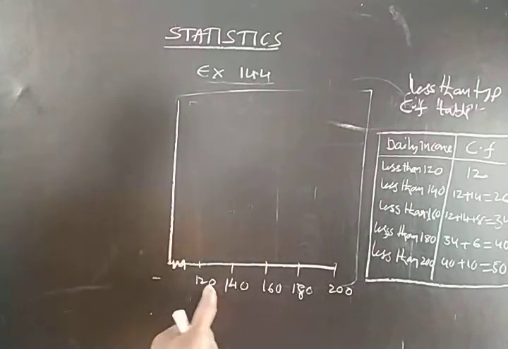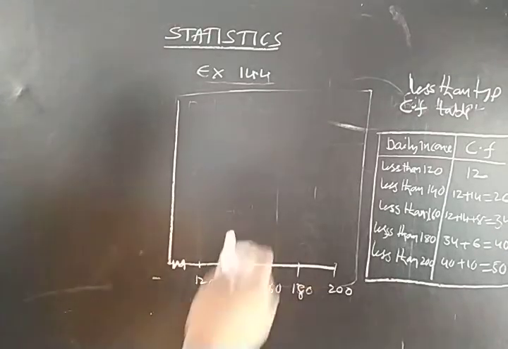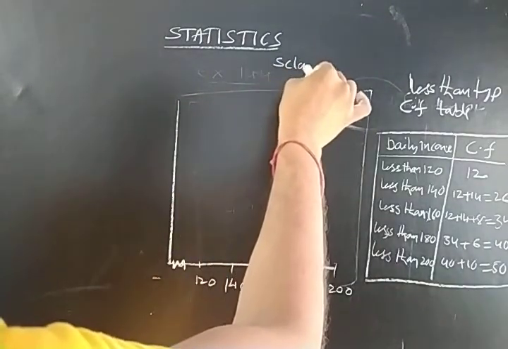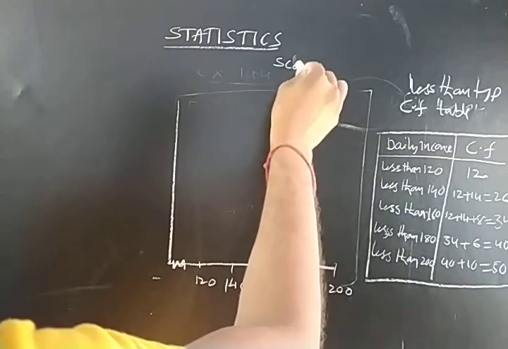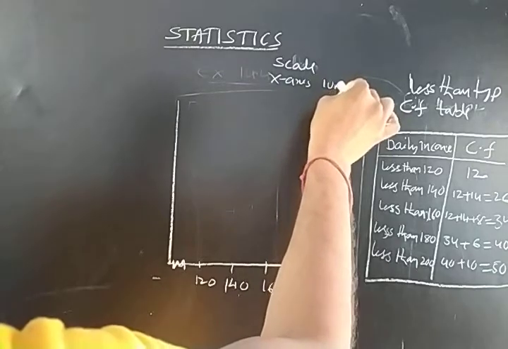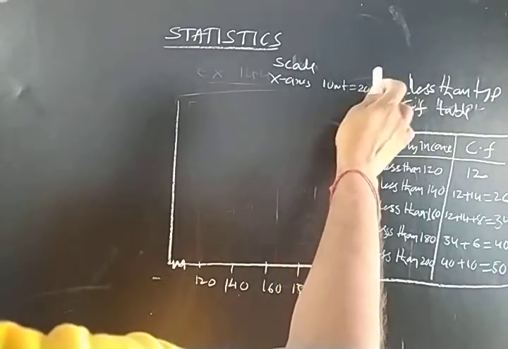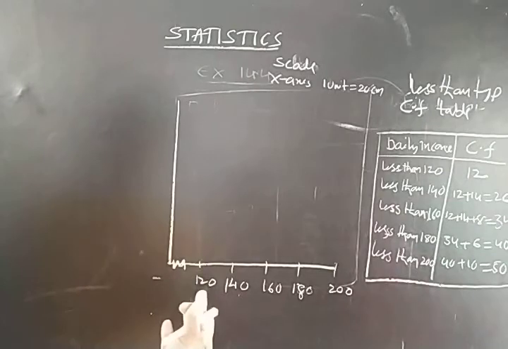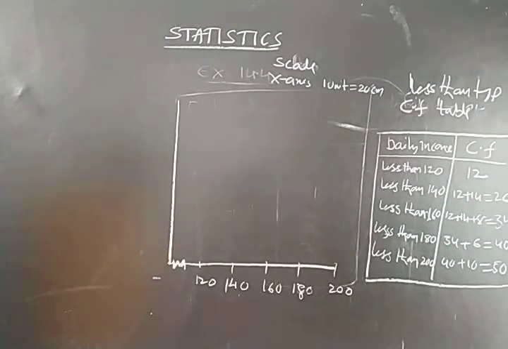So 1 centimeter equal to how many units? You are taking 20 centimeters on x-axis. So write the scale here. Scale on x-axis: 1 unit is equal to 20 centimeters, or 20 rupees. Here first one 120, next 140, next 160, 180. 1 unit equal to 20 parts. We are dividing as 20 parts.